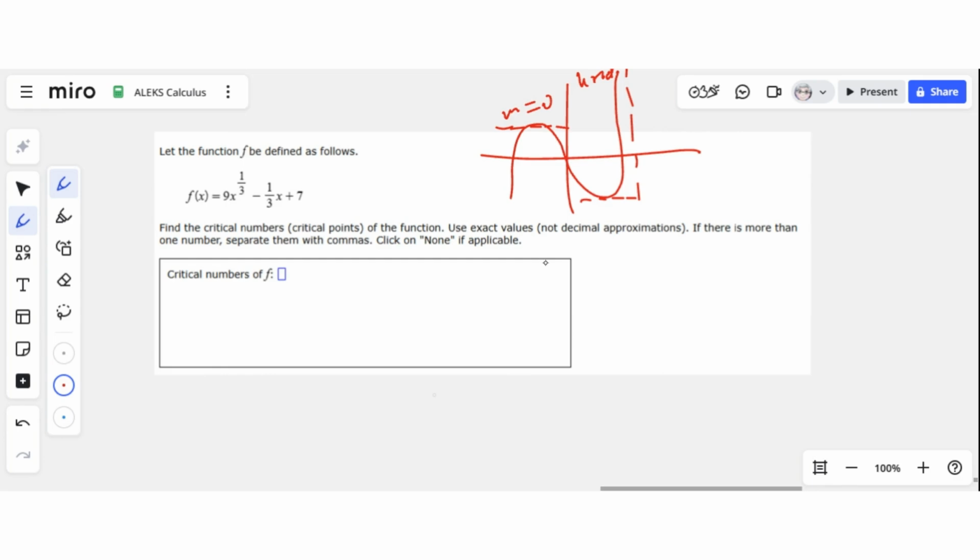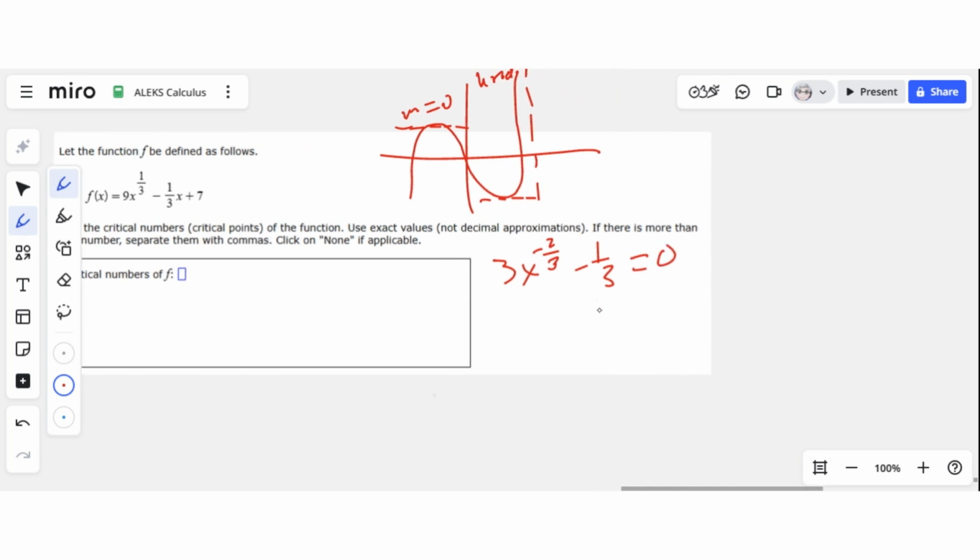1/3 times 9 is going to be 3. And then we have to drop the power by 1. 1/3 minus 1 is -2/3. Okay, and then we've got a -1/3 here, and the rest of it goes to 0. So there's our derivative of f of x. We want to set that equal to 0. And also we want to think about where this could be undefined.